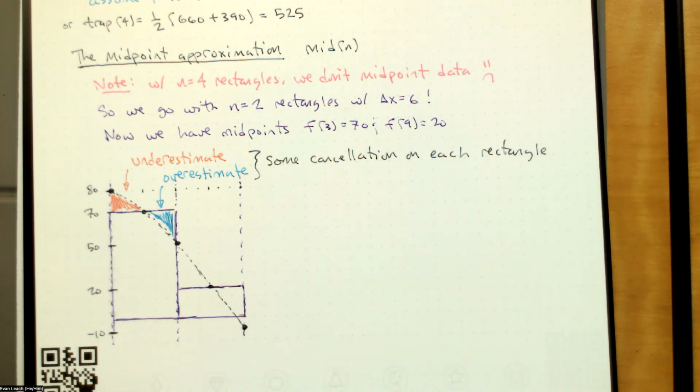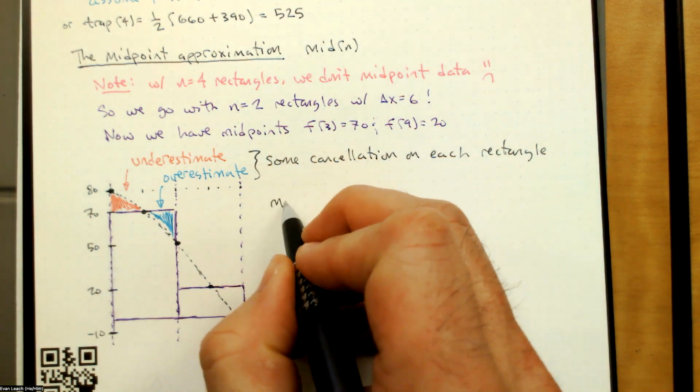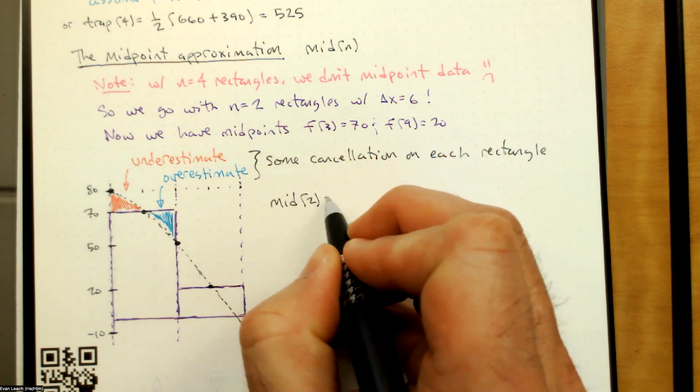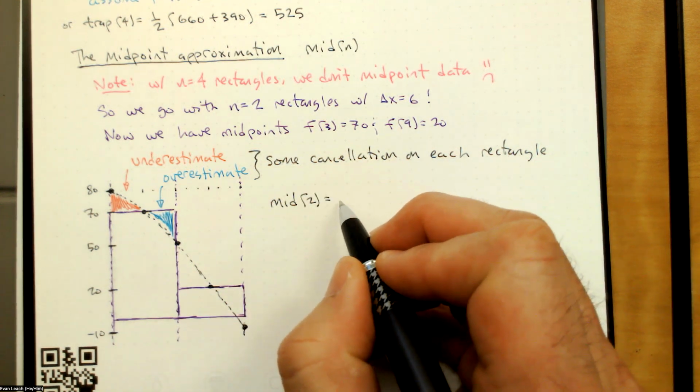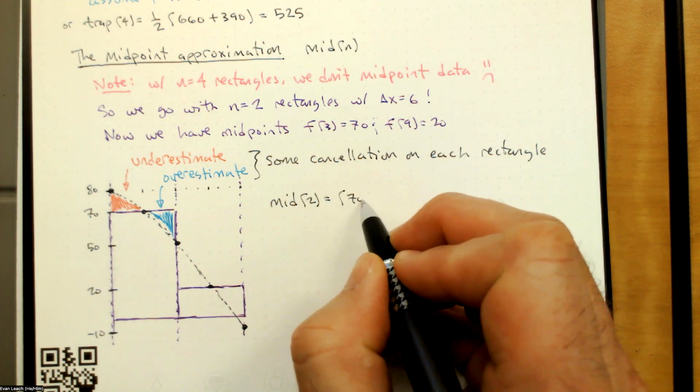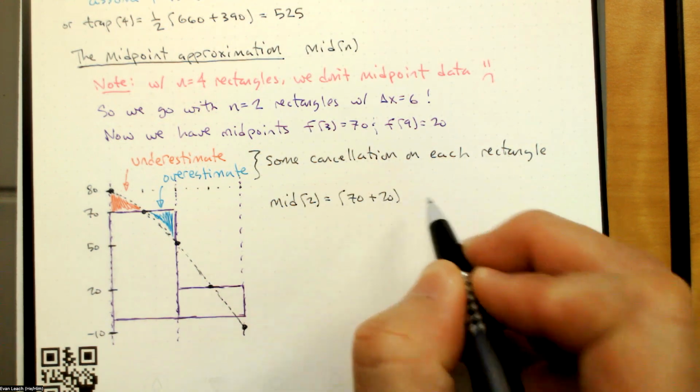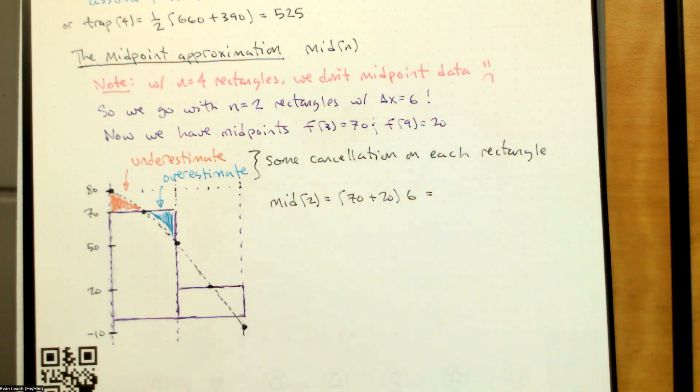Also note that we're doing a lot less calculation. Rather than finding the area of 4 rectangles, we're finding the area of 2 rectangles. So our midpoint, mid-2 approximation will be the midpoint of 70 and the midpoint of 20, and our delta x is 6. So our delta x is twice as big, but we have half of the number of entries. So 72 is 9, 6 times 9 is 54.